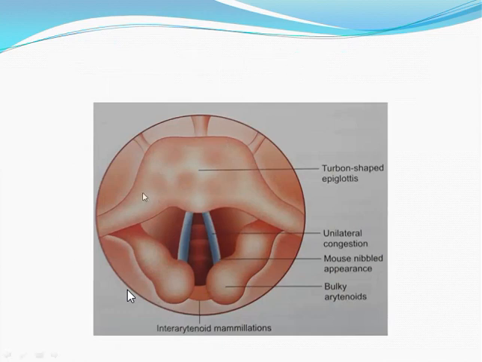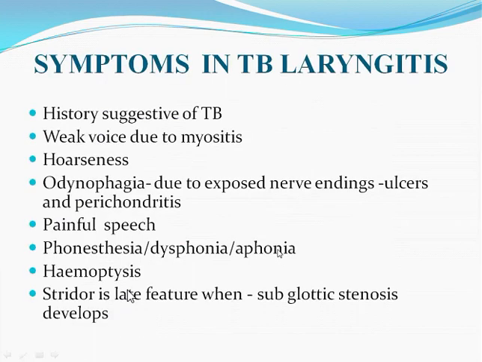Whenever it is involved, the epiglottis goes into a turban shape, sometimes with unilateral congestion. You will see the mouse-nibbled appearance of the vocal cord. We'll show you another one. Bulky arytenoids and interarytenoid fold mammillations you will see in the other picture.